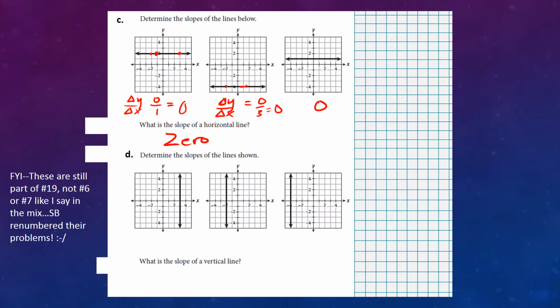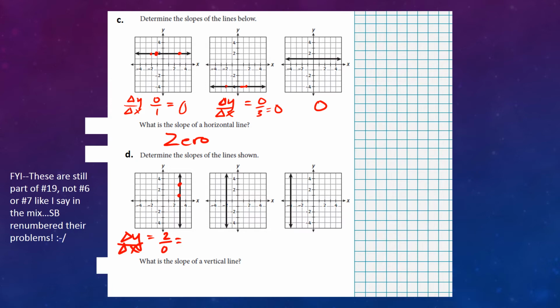Now let's look at these lines here in number 7. So if I pick, let's say, this point and this point, the change in y is maybe, I don't know if it's going up or down because I can't tell if I'm going left or right, but let's say it's going up 2. And the change in x is 0. Hopefully you already know this.